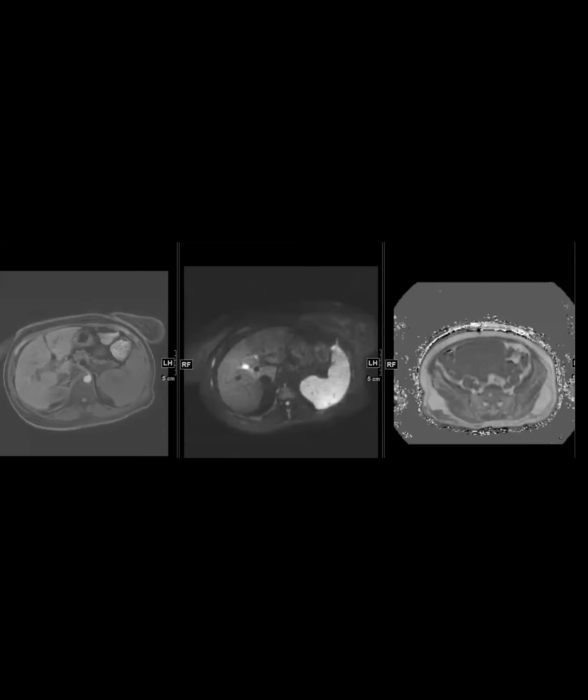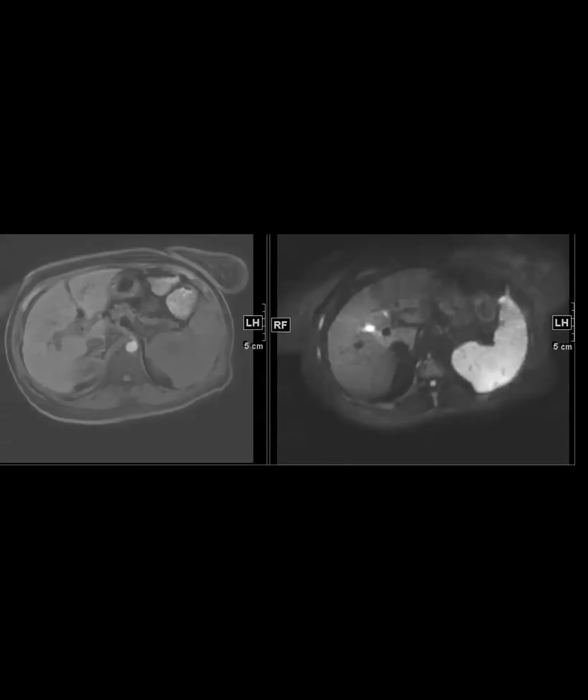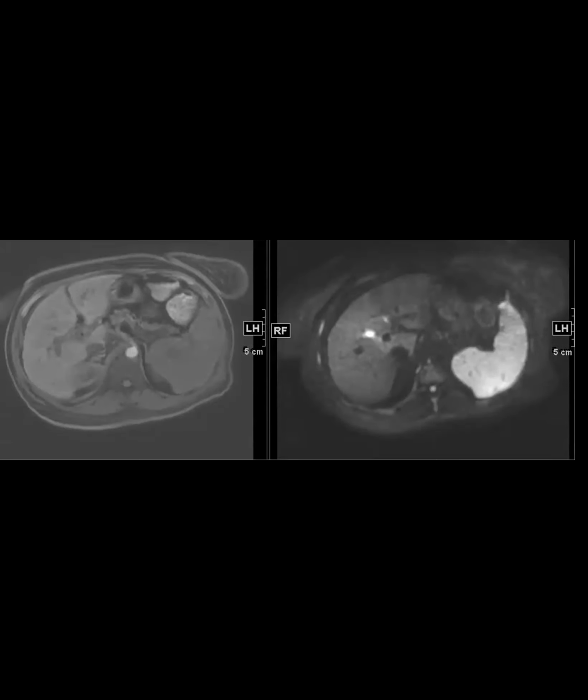Liver cases this week. How's that? Is that okay? Yes, that's good.